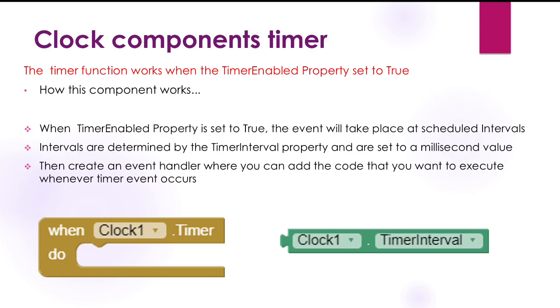Did you know that the clock component has a timer function too? The timer function works when the timer-enabled property is set to true, and it performs operations at scheduled intervals. The intervals for the timer are determined by the timer interval property, as shown in the image on the right, and the intervals are usually set to a value in milliseconds.